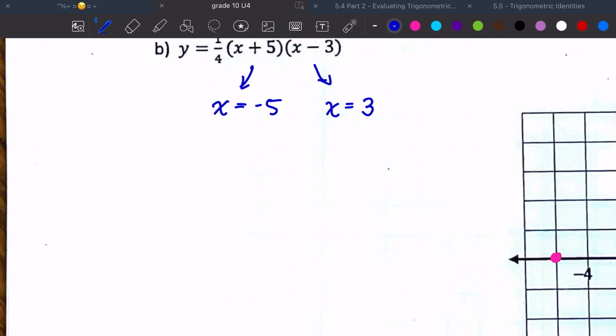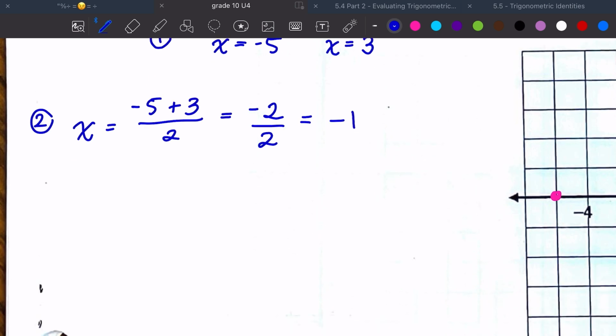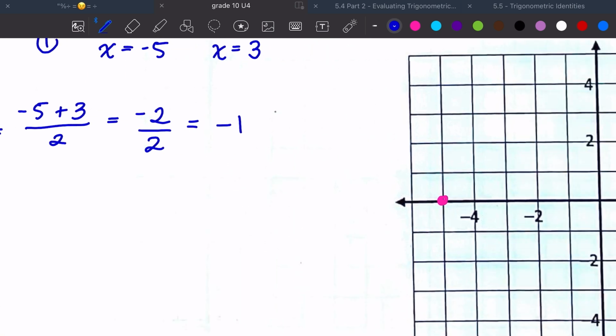So if I do the AOS equation, that's going to give me, right, we're averaging them. So -5 plus 3 all over 2. -5 plus 3. What is that, Ashley? Put you on the spot. -2 all over 2. Which is just going to be -1. Perfect. And then lastly, that's going to be my x value.